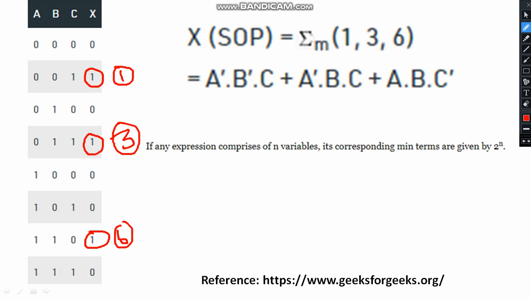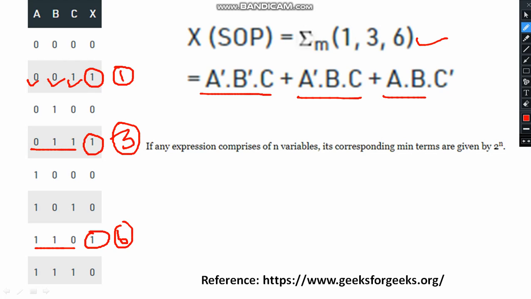Now I can represent X of SOP is equal to sigma m, small letter m means min terms, 1, 3, 6. Now you try to simplify only those terms. Like this is a dash, then what I can write, this must be b dash and c. So this should be b dash, like this. Now a dash bc, and this we can write as a b c dash.